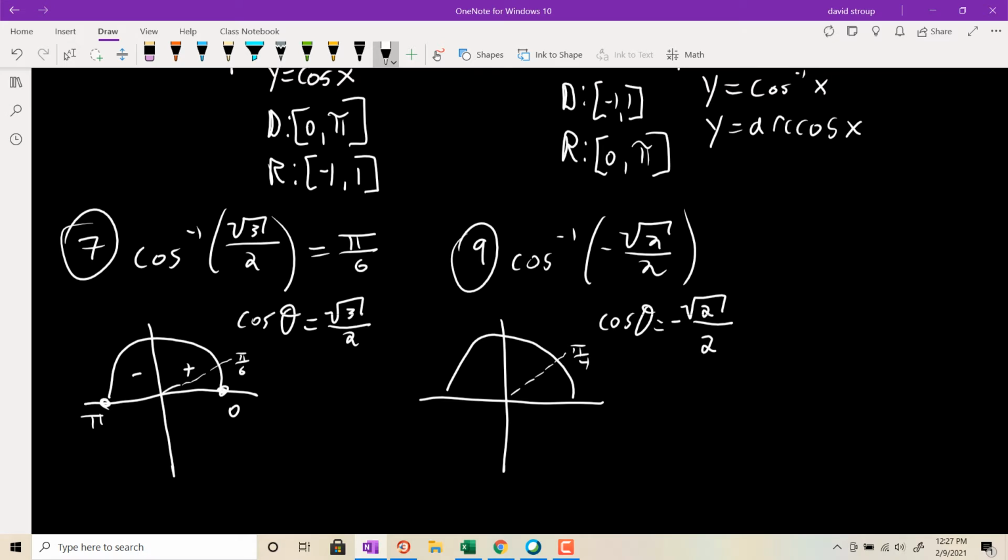But we don't want the one in the positive quadrant. We want the one that's giving us a negative output. So you want this angle in the second quadrant, which is 1 pi over 4, 2 pi over 4, 3 pi over 4. Okay, so our answer, 3 pi over 4.